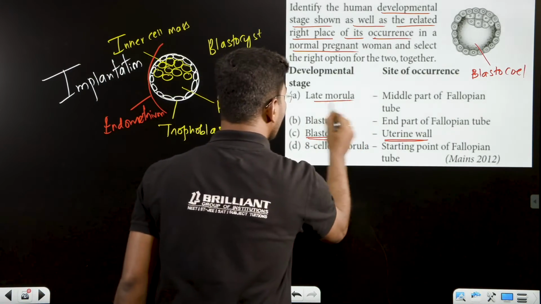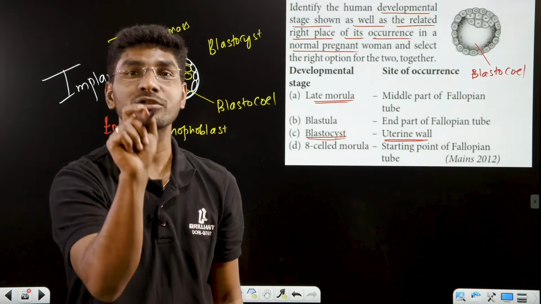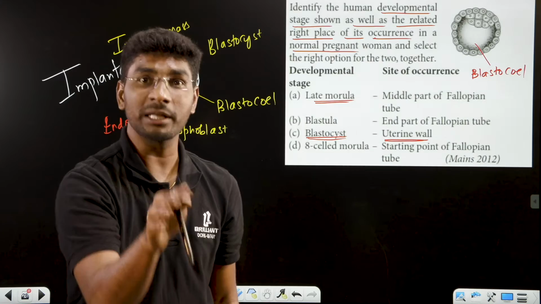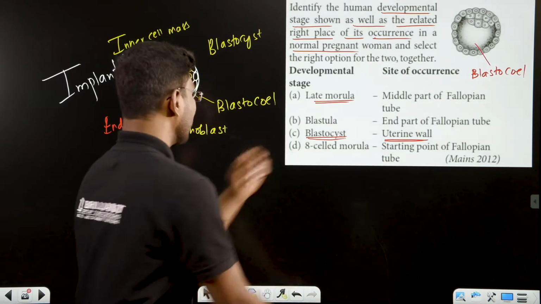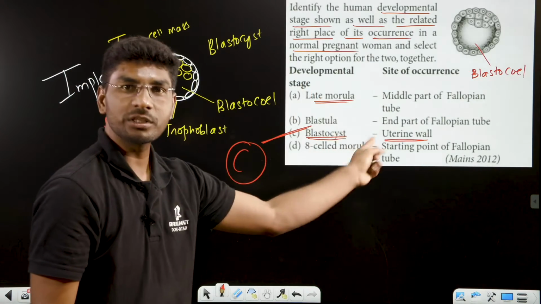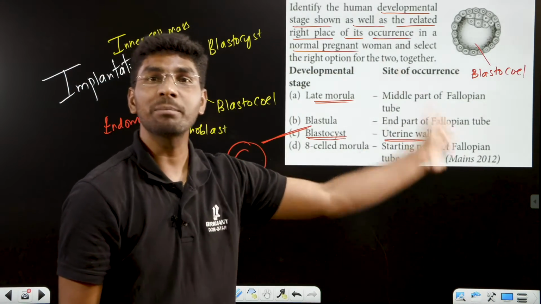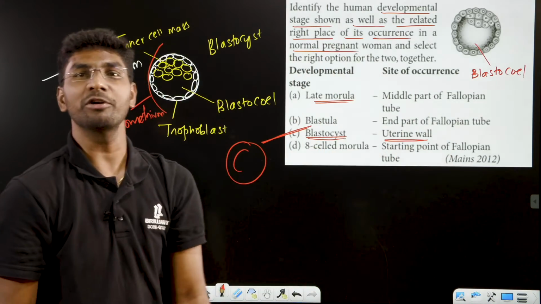So what is our correct answer? This is not a late morula. If it were a late morula, we would not have identified the blastocele. Since the blastocele is formed, it is a blastocyst stage. So our correct answer is option C. The stage is blastocyst, and the implantation site is the endometrium of the uterus.